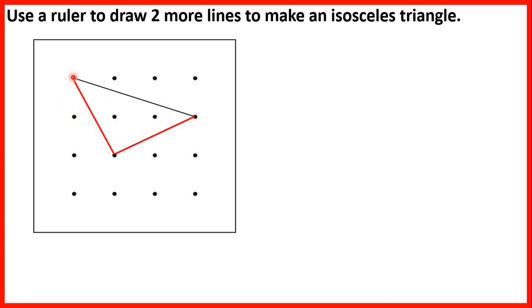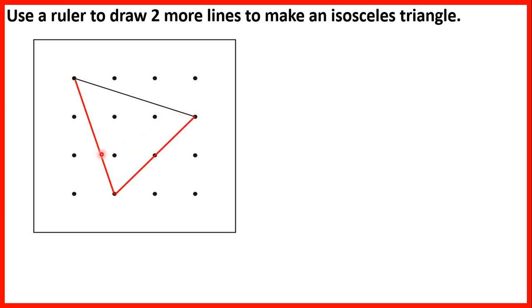We could draw our isosceles triangle like this. So that way, this line and this line, so the lines that we've drawn, are the same length, and this angle here and this angle here are the same size.